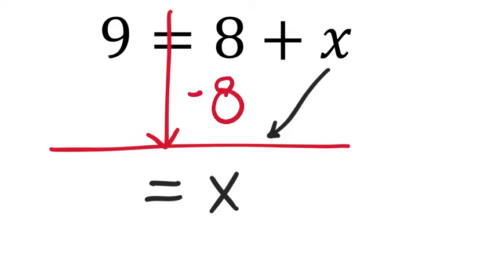Now I put that minus 8 there. That means that I changed the equation, but in order to not change the value, if I do it to one side, I must do it to the other side as well. So I'll work from left to right. 9 minus 8 is 1.